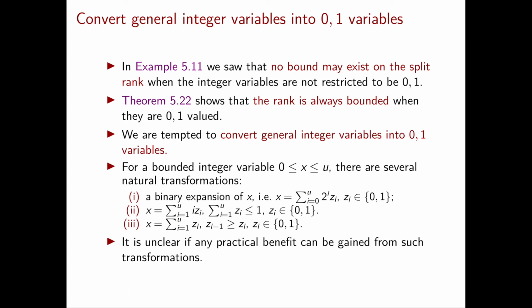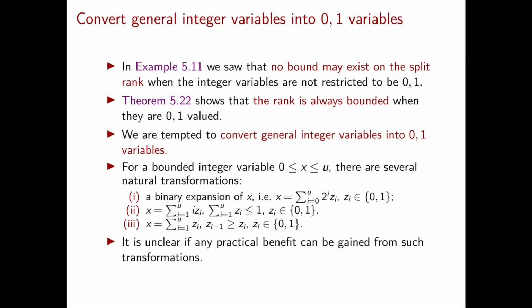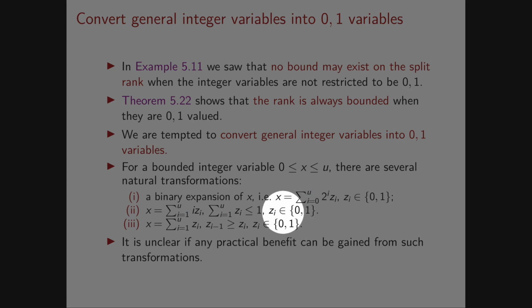But this is not the only way to do so. A second way is to write our integer variable as the sum of i times zi, where i ranges from 1 to u. In this case, we only want one of the zi binary variables to be equal to 1, and so we add the constraint sum of the zi at most 1 and zi binary. If we look at the number of variables in this second example, we're definitely using more variables because we now have exactly u variables, while in the previous case we had log u.